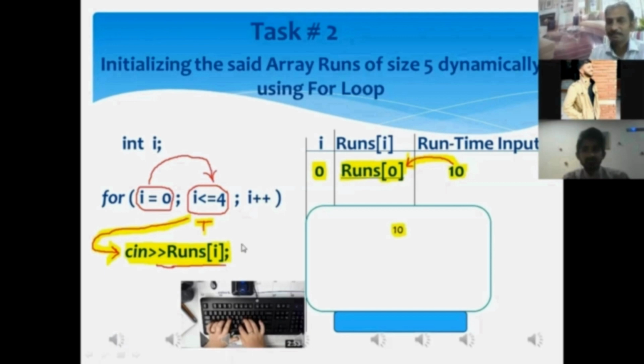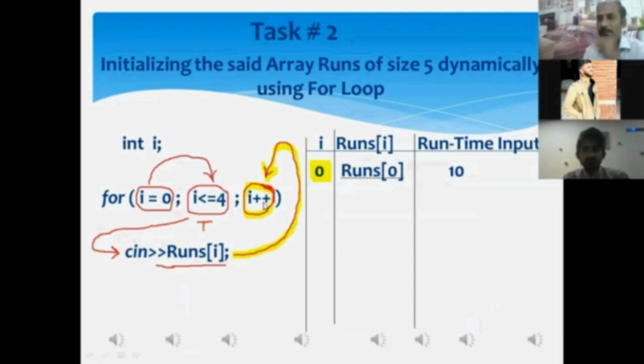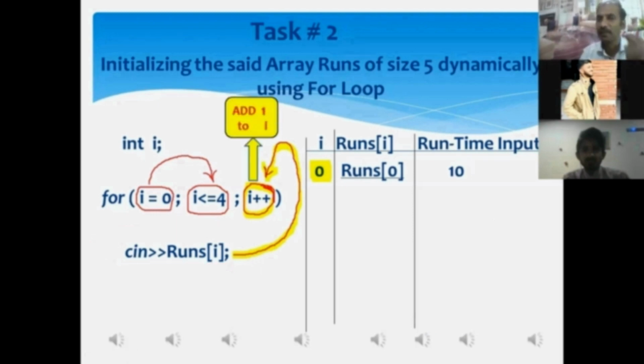Mr. Ahmad, be quick. Answer me. What is the current value of I over here? Sir, 0. If the increment statement is executed, it means add 1 to I. I plus plus means add 1 to I. What will I's next value become? Sir, 1. I have written 1 over there.